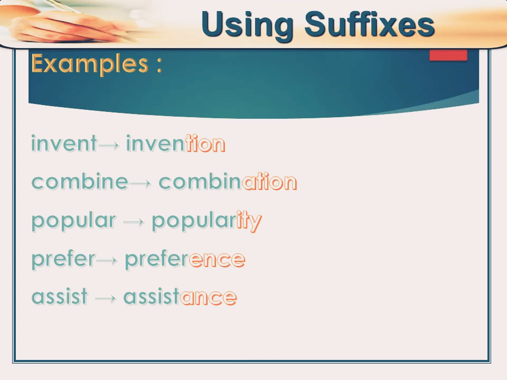To the verb combine, we add the suffix ation and we obtain a new word, combination. But in this case, the e that was in the verb is dropped. To the adjective popular, we add the suffix ity. So we form a noun from an adjective, which in this case refers to a state. To the verb prefer, we add ence, and to the verb assist, we attach ance.